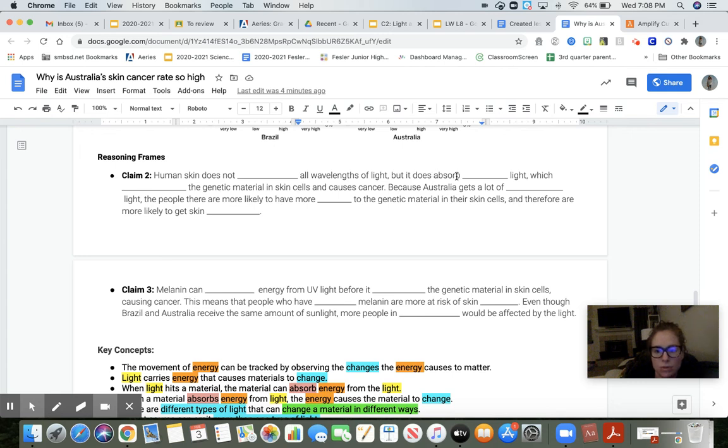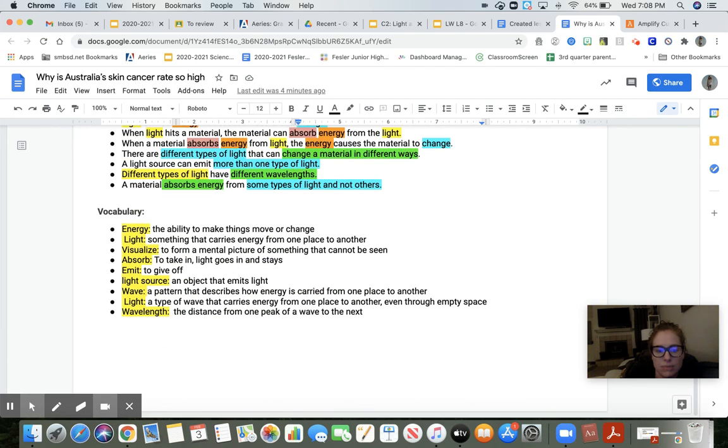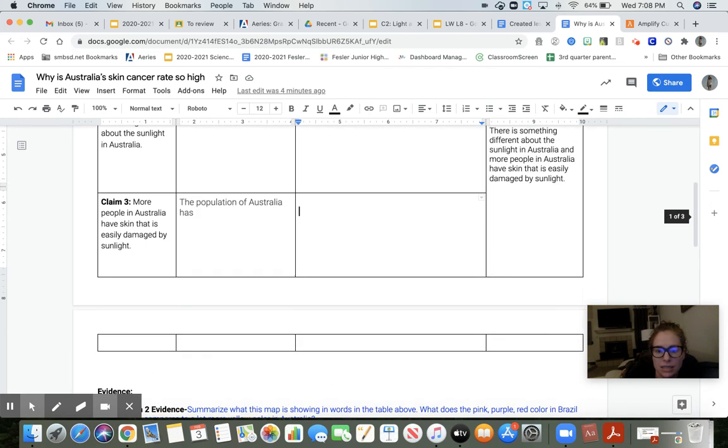But it does absorb which kind of light, which can do what to genetic material in skin cells and cause cancer. Because Australia gets a lot of what kind of light, the people there are more likely to have more blank to the genetic material, what's going to happen to the genetic material in their skin cells, and therefore are more likely to get skin cancer, right? So use these frames. They'll be very helpful. I did also put all of our key concepts and all of our vocabulary here to help you.